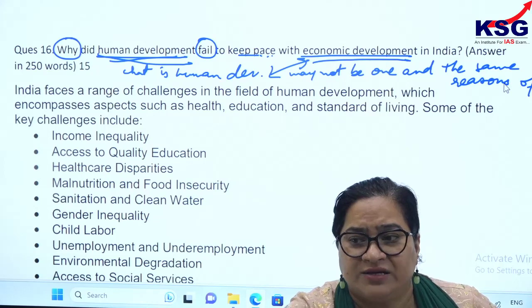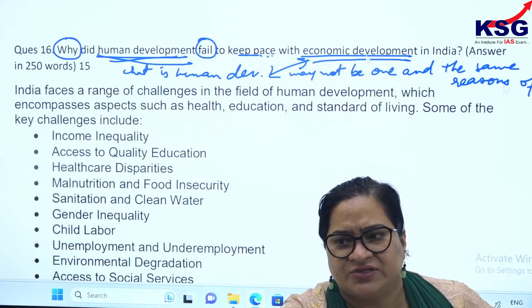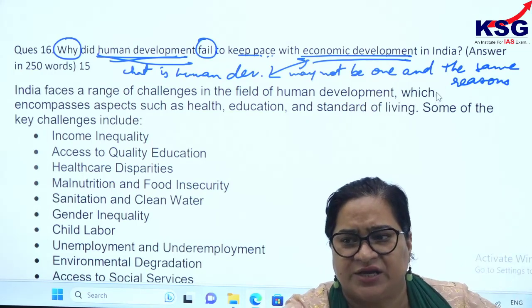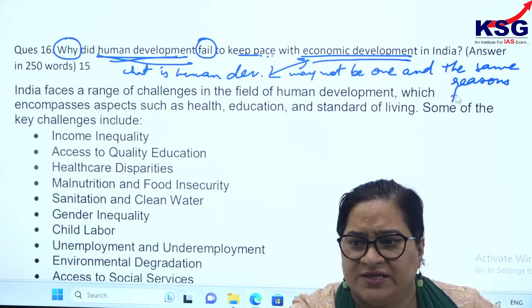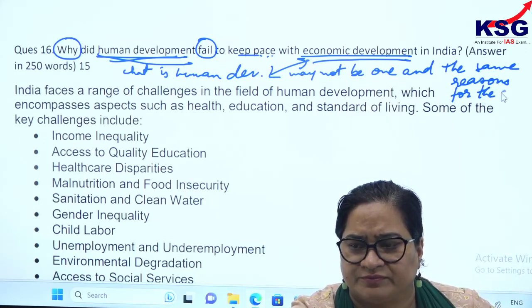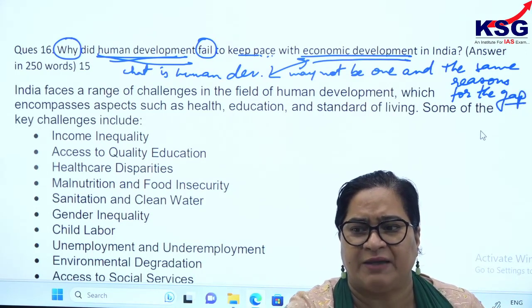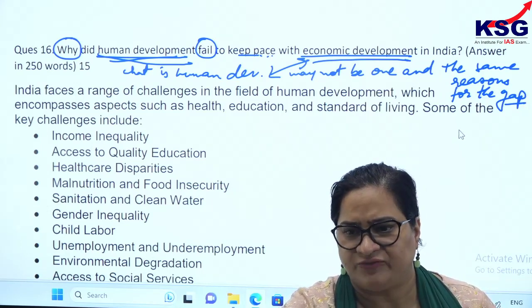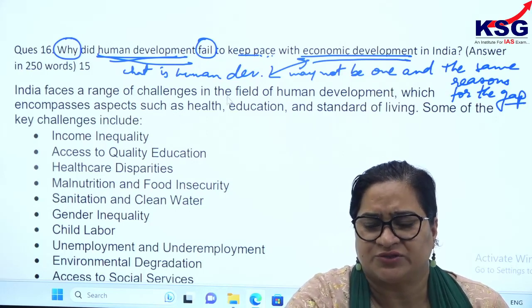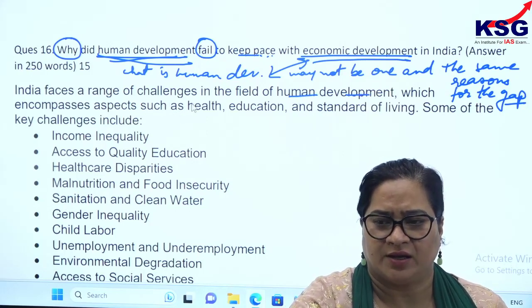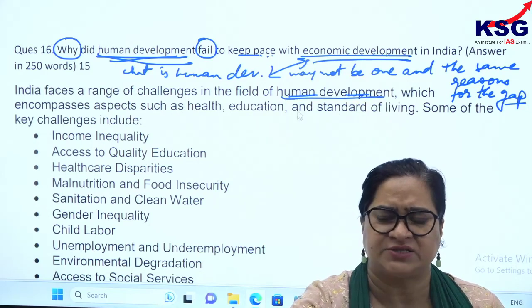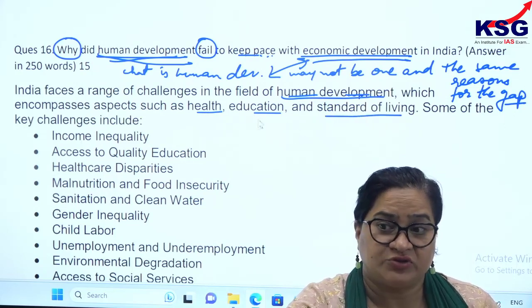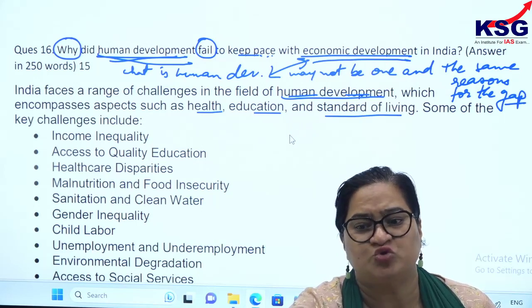So I hope all of you are understanding how questions are decoded, because it's very important for all of you to understand how to decode the question and substantiate the given answer. Okay. So, reasons for the gap, and that's how you would be substantiating the answer qualitatively. So, first and foremost, when we are speaking of human development, this component is associated with segments related to health, education, standard of living. Acha, with respect to human development, are you aware of the three values of human development?